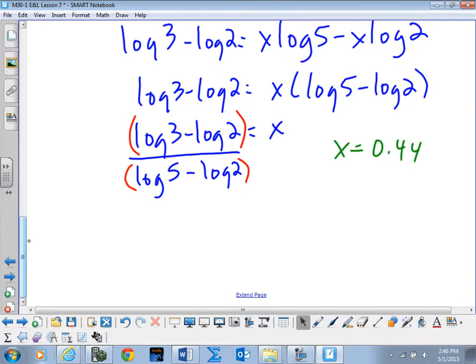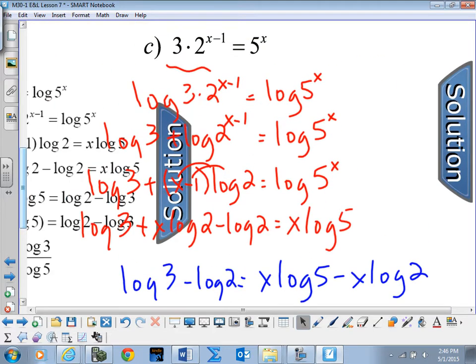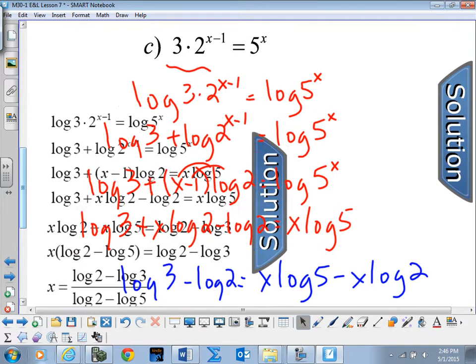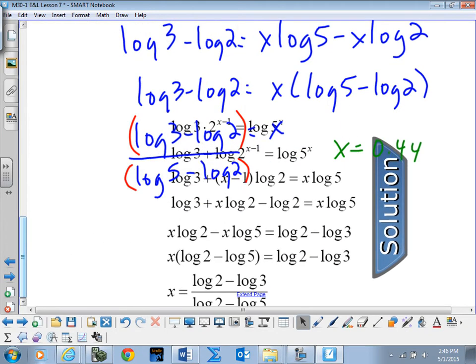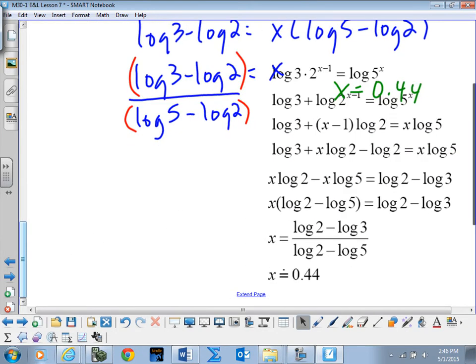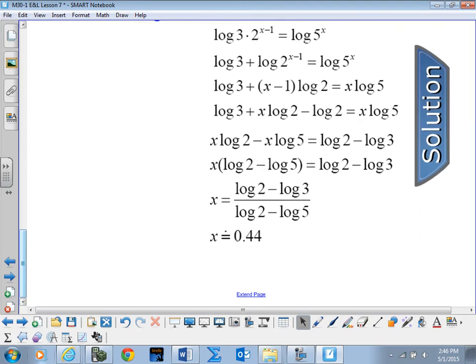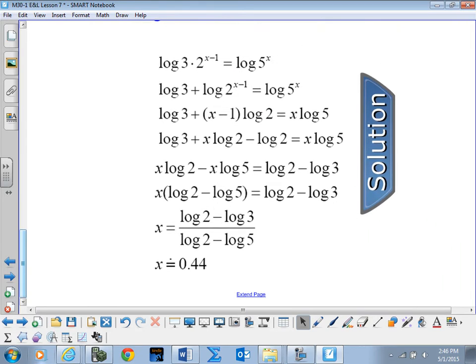And I believe that was the correct answer. Was this the solution that we were? Yeah, this is it. Hard to see anything there. So, if you want to see all of this nice and neat, that's how it looks. Okay, so 0.44.